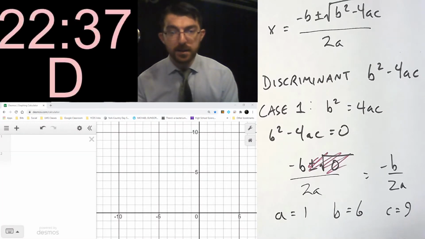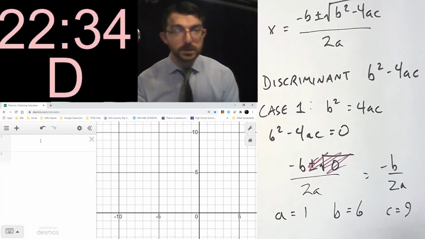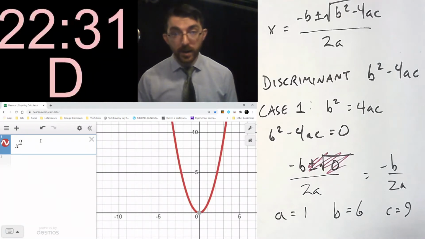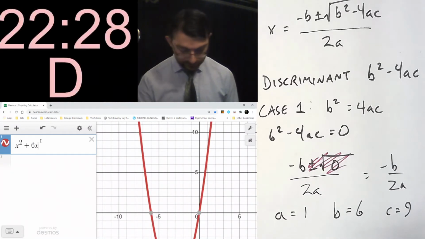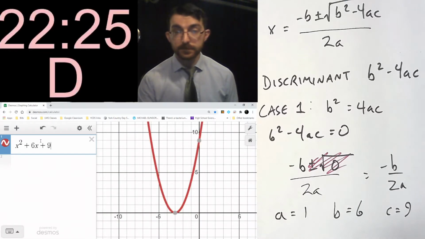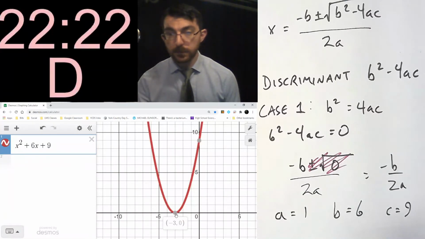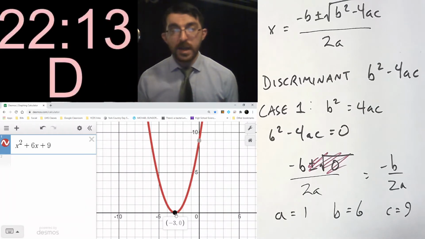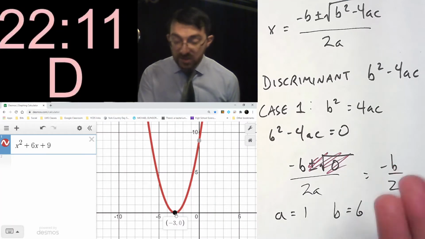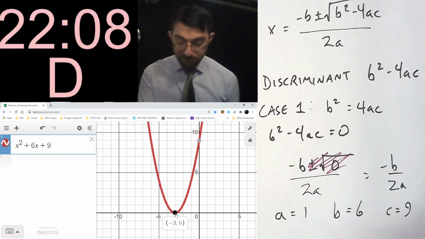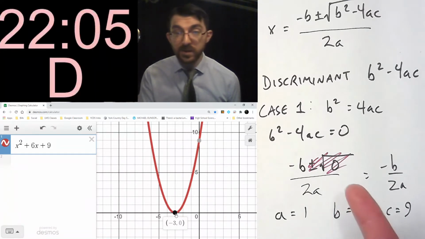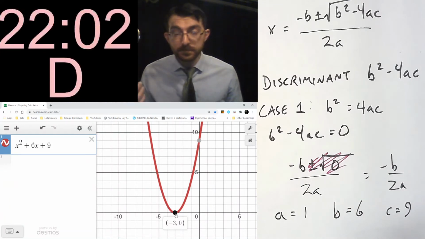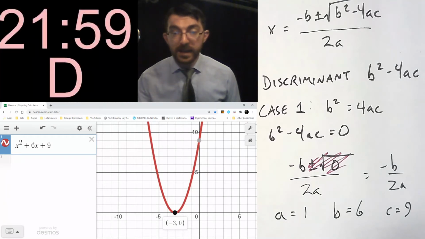So let's see what a parabola looks like with 1, 6, and 9. Let me just go there and enter in those numbers. So x squared plus 6x plus 9. And look at that. There's only one x-intercept. You see how that works? If you had to do the quadratic formula on this parabola, it would be your lucky day, because you don't have to deal with any complicated math here. It's just the square root of 0. It's gone. You see?